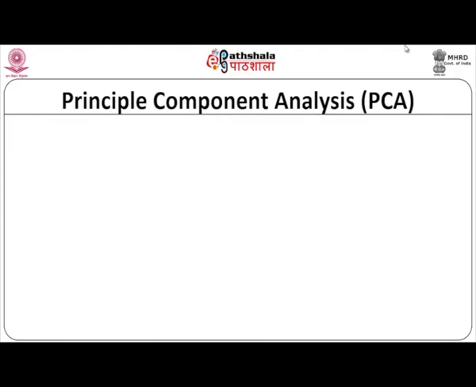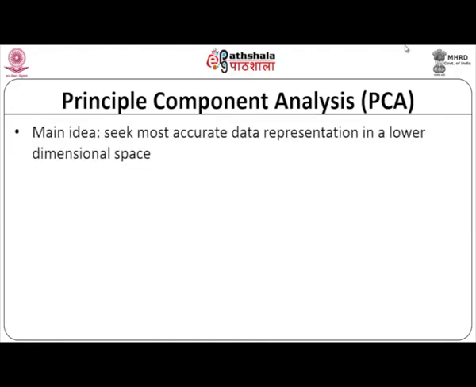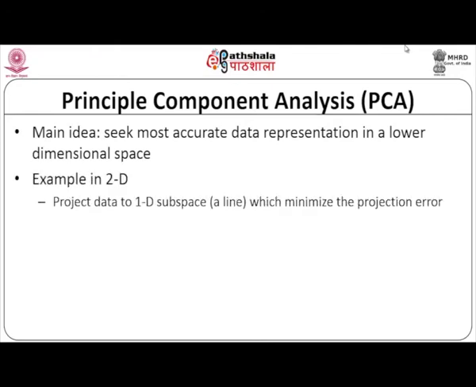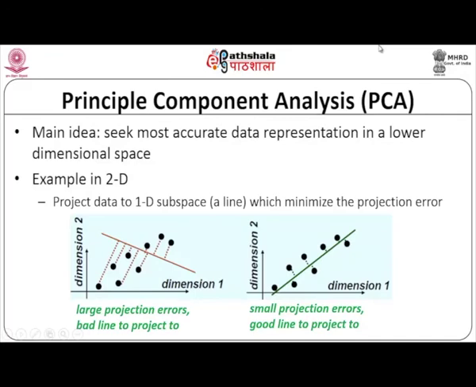So, let us look at principal component analysis. The main idea is to seek the most accurate data representation in a lower dimensional space. For example, in 2D, project data to a 1D space along a line which minimizes the projection error. So, for example, you have a large dimension 1, and dimension 2 is there. I want to project it onto a line.